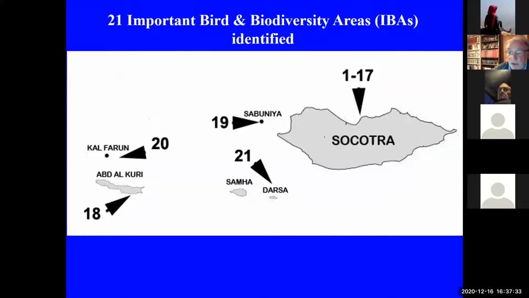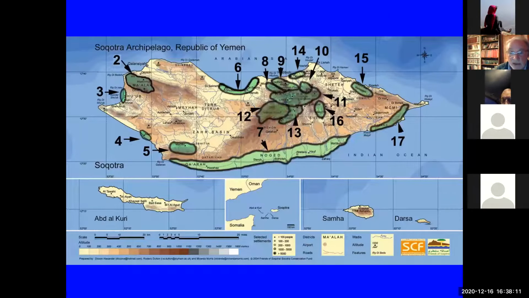And so, in addition to the plant work, we identified something like 21 important bird and biodiversity areas, IBAs, 17 on the island of Socotra, and as you will see, virtually all the other islands are IBAs because of their importance for birds. I won't go into the details of how an IBA is identified, but they are identified by strict objective criteria. And this is a map showing the main island of Socotra with those areas identified.